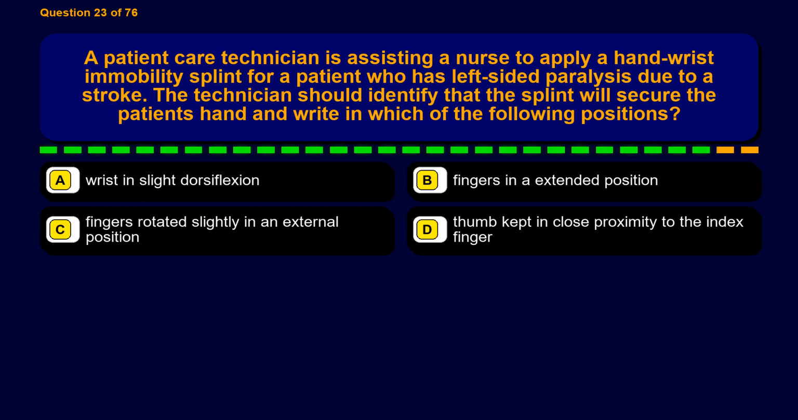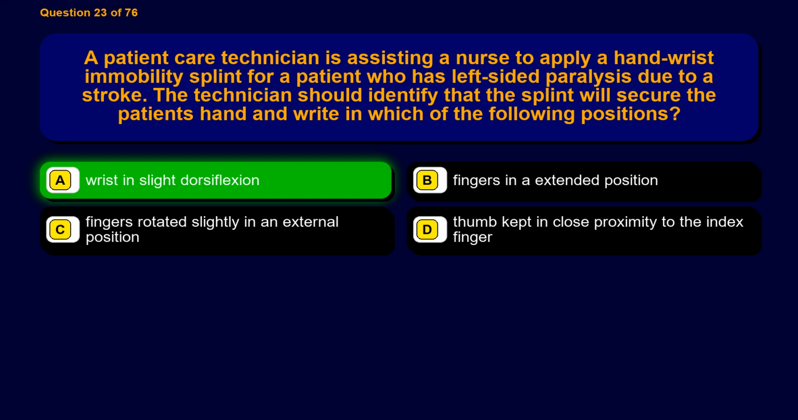Question 23. A patient care technician is assisting a nurse to apply a hand-wrist immobility splint for a patient who has left-sided paralysis due to a stroke. The technician should identify that the splint will secure the patient's hand and wrist in which of the following positions? Option A, wrist in slight dorsiflexion. Option B, fingers in an extended position. Option C, fingers rotated slightly in an external position. Option D, thumb kept in close proximity to the index finger.